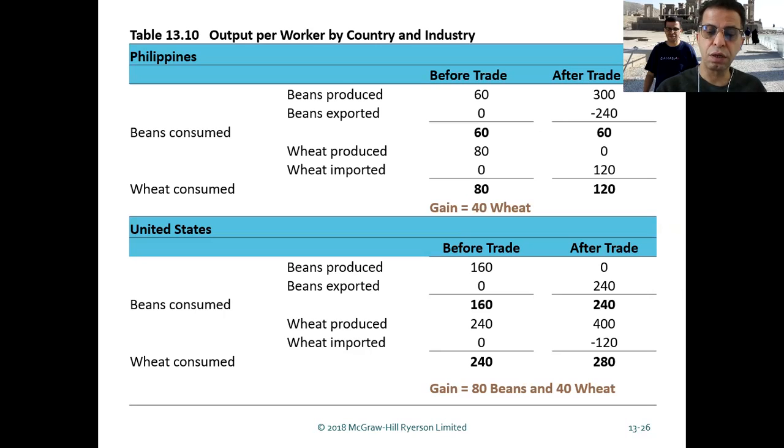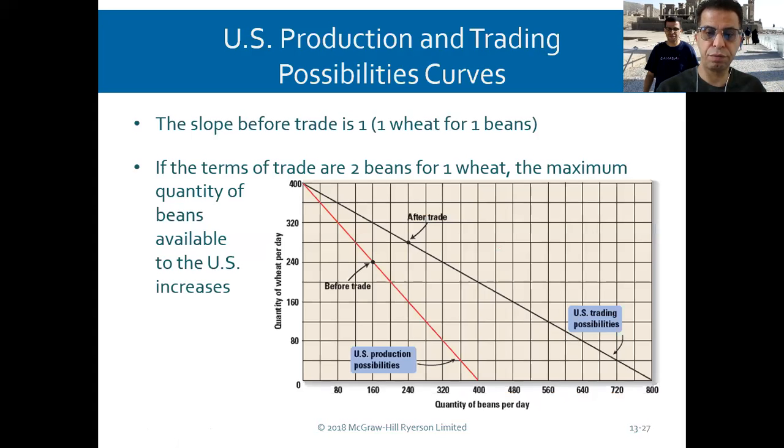The 40 wheat, because they used to consume 240, now they consume 280. So it's 40 wheat. And they used to consume 160, after the trade they consume 240, which makes it 80 beans. So we see after the trade, both are better off. The Philippines is better off in the wheat, and they managed to export their excess of beans. And USA is better off in the wheat and the beans.